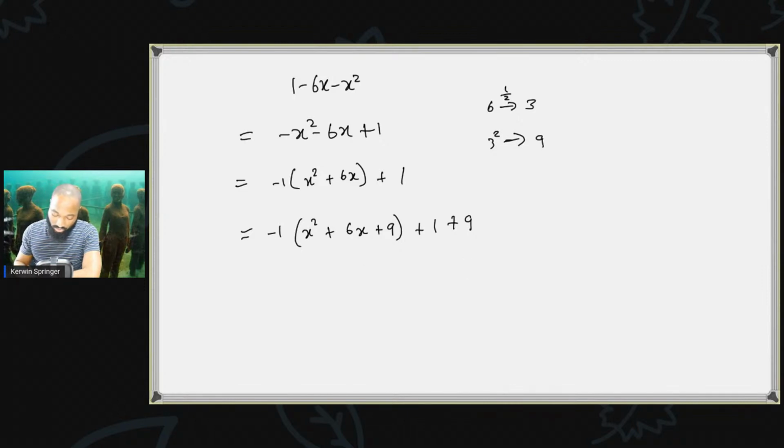Then you just finish off strong. So you have -1 times (x plus 3) squared plus 10. Remember, half of this is what happens there, right? And you remove the squared and you can put the squared there.